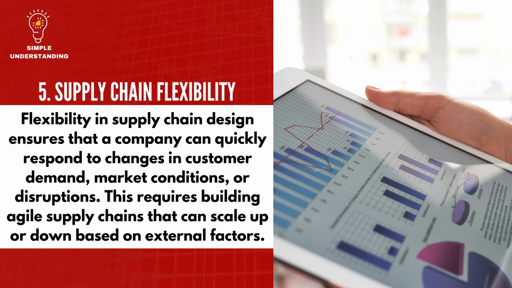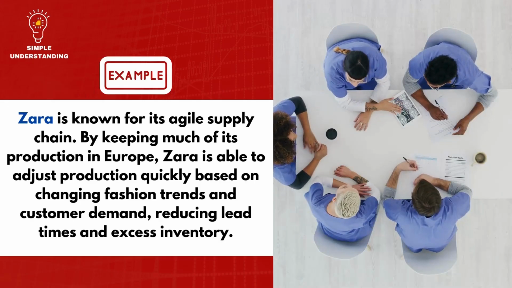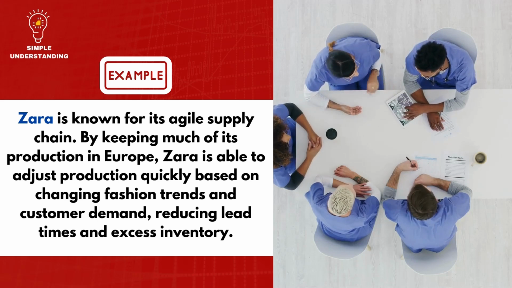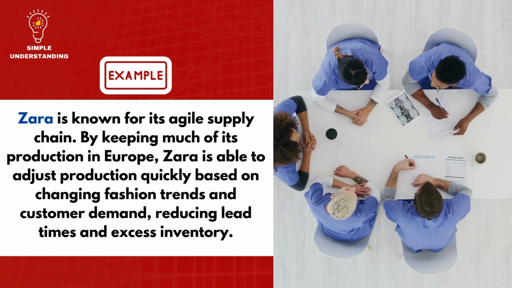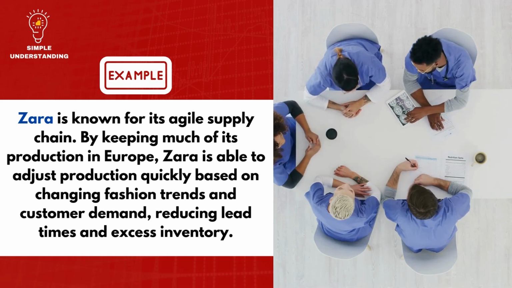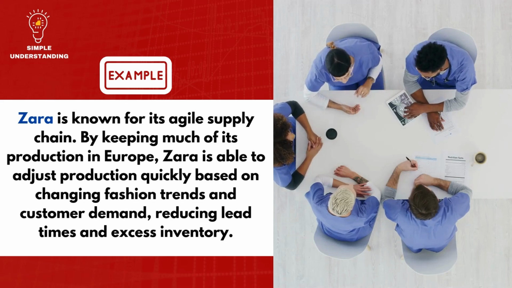5. Supply chain flexibility. Explanation. Flexibility in supply chain design ensures that a company can quickly respond to changes in customer demand, market conditions, or disruptions. This requires building agile supply chains that can scale up or down based on external factors. Example: Zara is known for its agile supply chain. By keeping much of its production in Europe, Zara is able to adjust production quickly based on changing fashion trends and customer demand, reducing lead times and excess inventory.